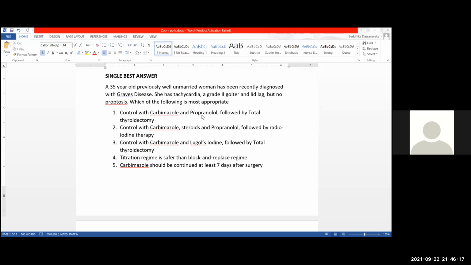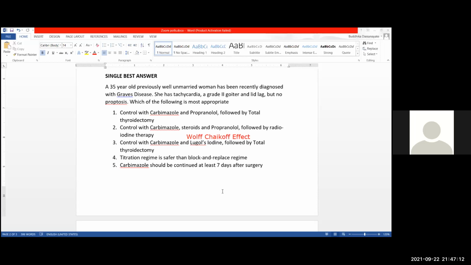Control with carbimazole and Lugol's iodine, followed by total thyroidectomy, right? What is the use of Lugol's iodine? How does it work? Anyone? Yeah. So Lugol's iodine works using a very funny effect, which we call the Wolff-Chaikoff effect, right? For some reason that we don't fully understand, when you give a large dose of iodine to any gland, that shuts the gland off for a couple of weeks.